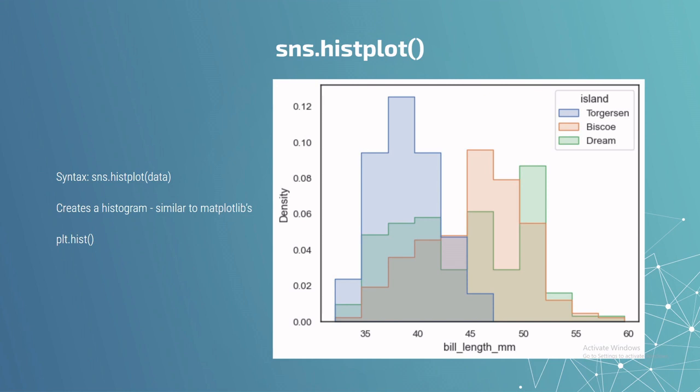Now for the hist plot, what it does is it also creates a histogram similar to matplotlib's plt.hist. As you can see in this example, it maps it in relation to two variables, but you can do it with one as well. And it also has different hues and colors that represent different islands. In later videos, we'll be going over exactly how to manipulate and change said hues and colors.